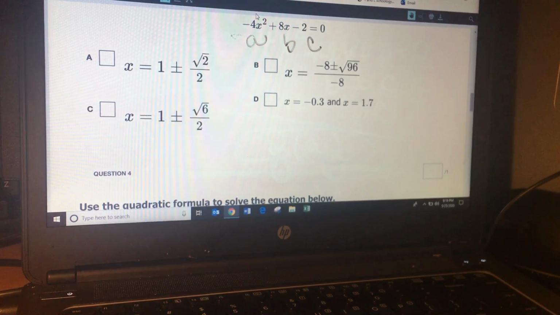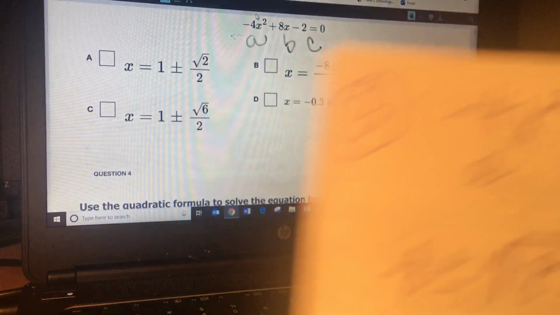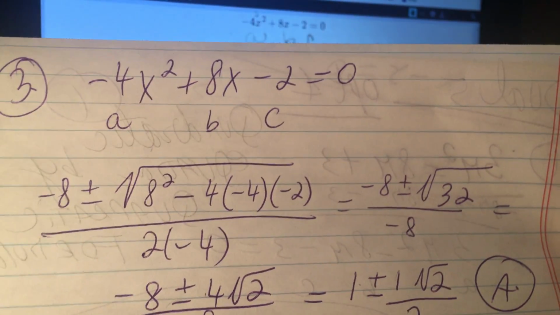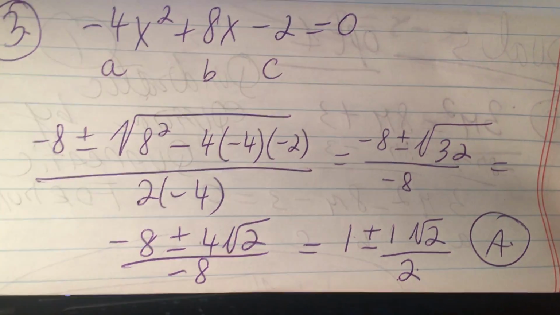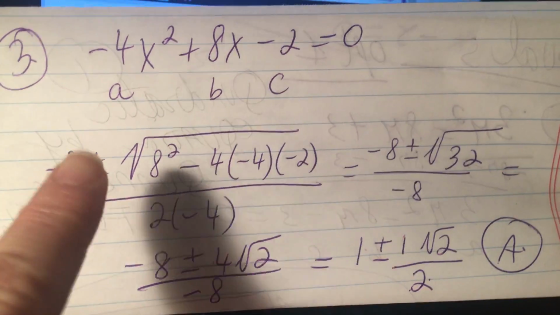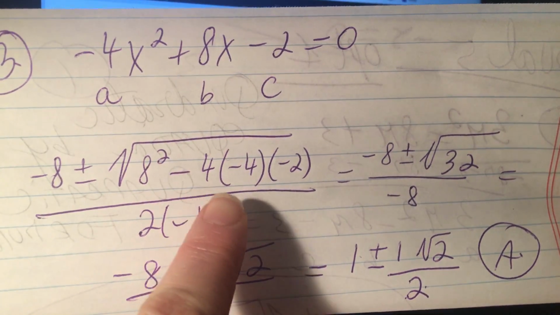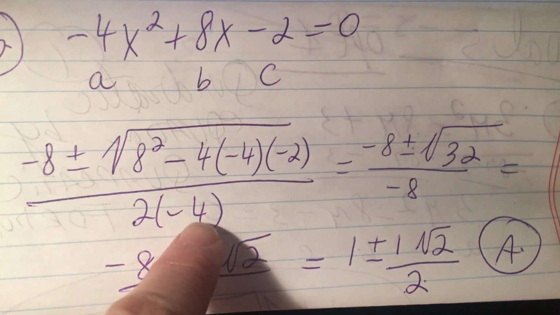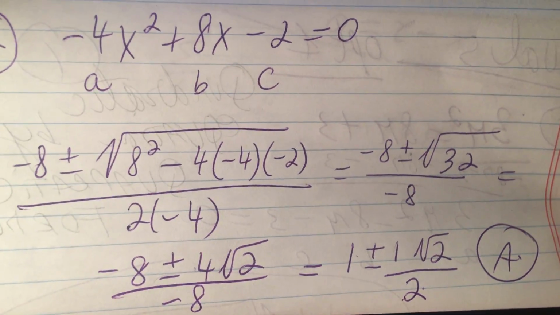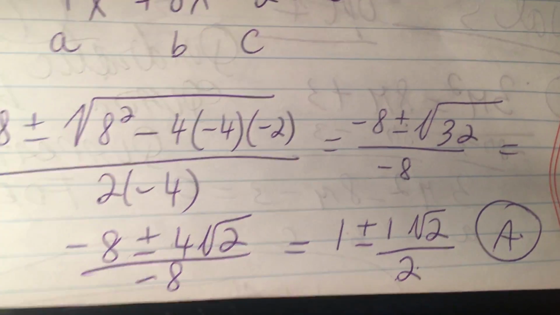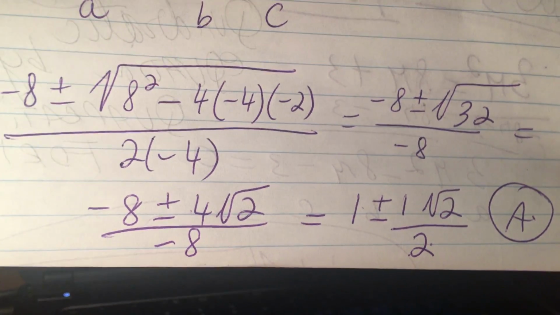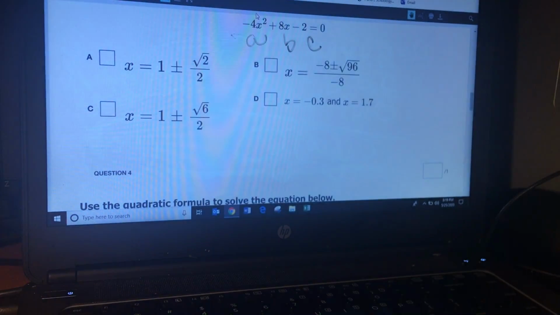So I did it by hand. I'm going to put that up for you. So what I did, I labeled them and I plugged them in, and so the -8 is our B, our first term right there. Then it's 8 squared minus 4. This is our A and a C and an A. So I worked all this out and I got -8 plus minus square root of 32 over -8. Then I simplify it and I got the answer 1 plus minus 1 radical 2 over 2. So it's our choice A for this one.